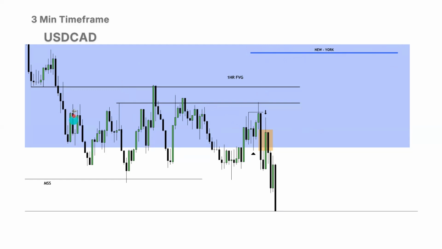Okay, now, if you look carefully, you would see price went into the 1 hour fair value gap here and also gave us a change state of delivery. If you look carefully, you see that there's just change state of delivery here.